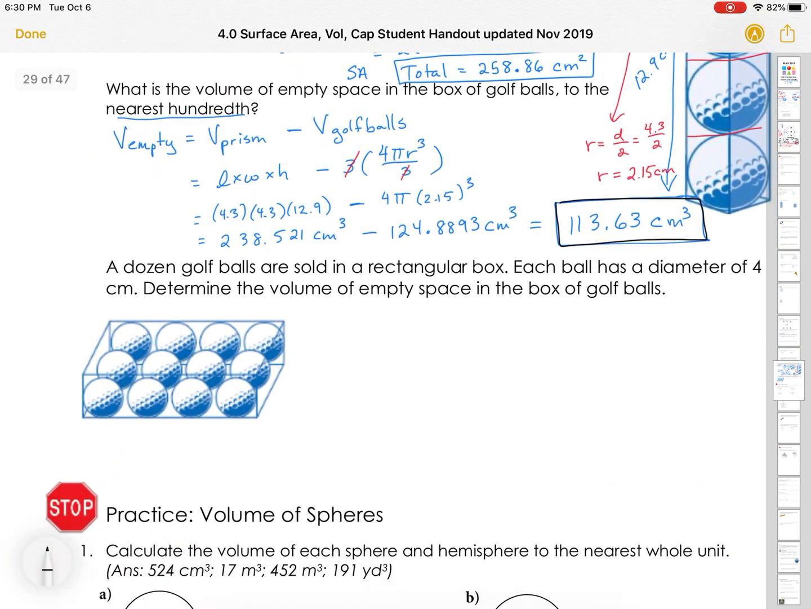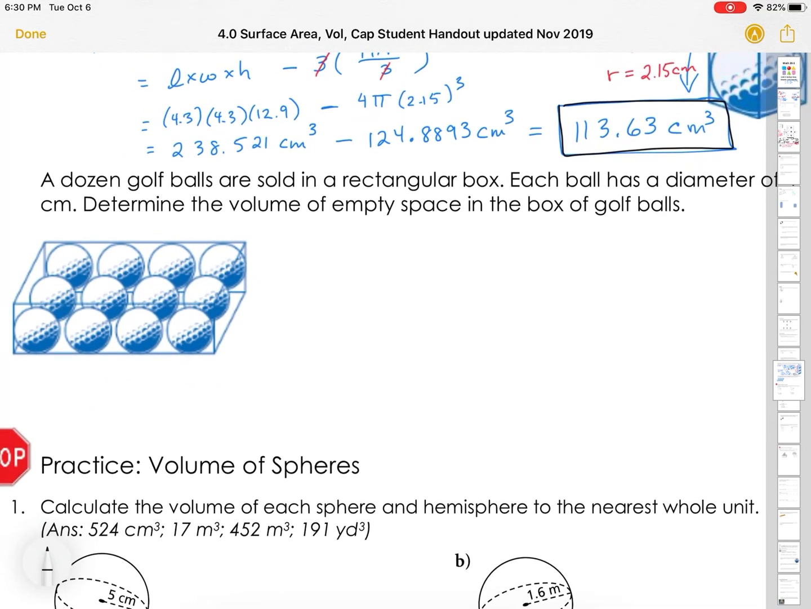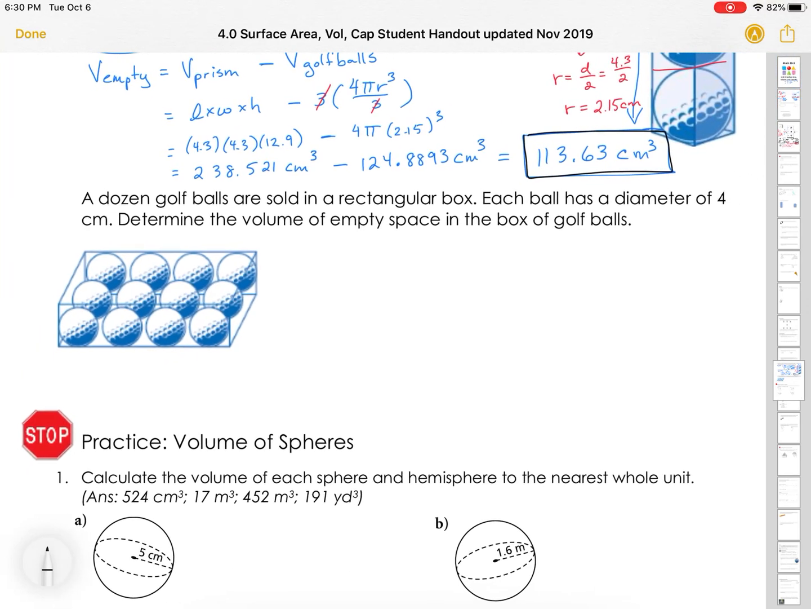Now, a dozen golf balls are sold in a rectangular box. Each has a diameter of 4 centimeters, each ball. Determine the volume of empty space in the box of golf balls. Now, this will be a good time for you to try this one on your own, thinking about what happens. So remember that the volume empty is equal to the volume of the prism minus the volume of the golf balls. These are different size golf balls, so you need to make sure that you're calculating correctly.